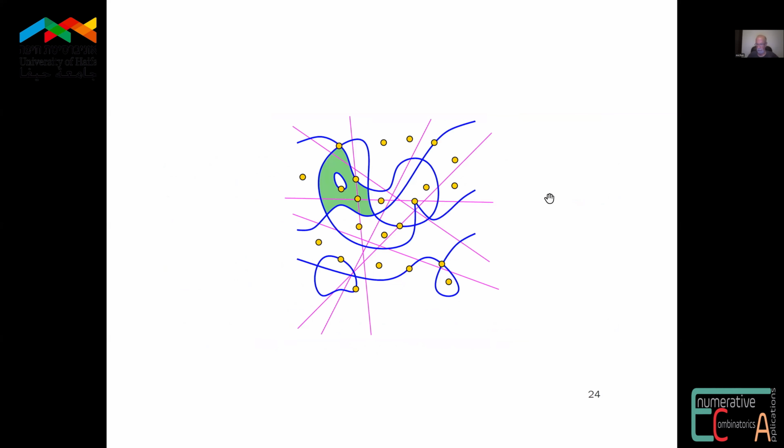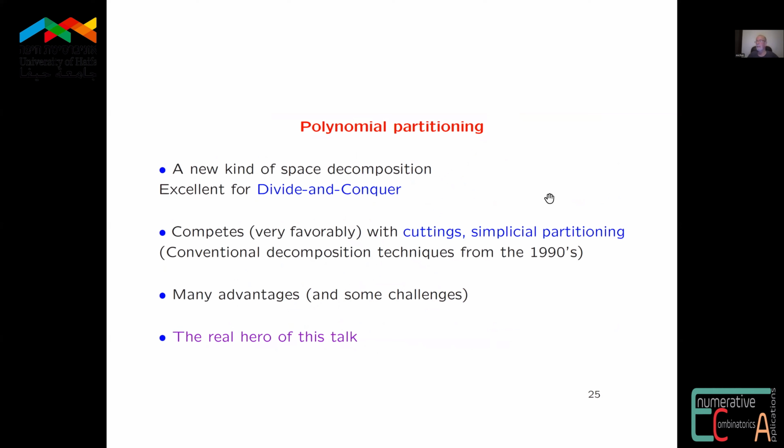So here, for example, we also have lines, and each connected component, like the green one here, is crossed by only such and such many lines, as the theorem dictates. So this is a new kind of space decomposition, which is excellent for divide and conquer. You take a big problem, you divide it into smaller subproblems, and you solve each subproblem by a designated technique, and that somehow improves the overall bound.